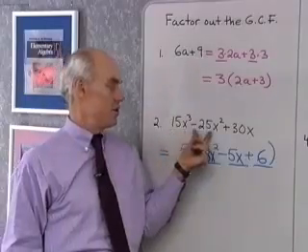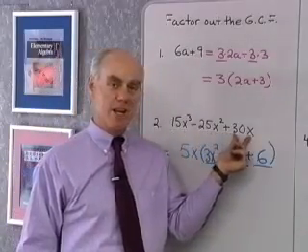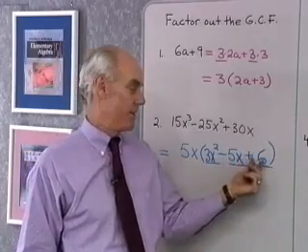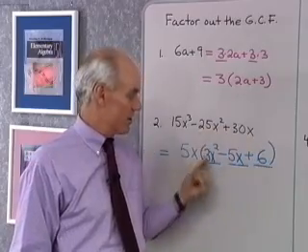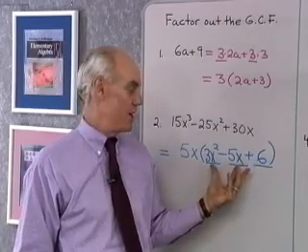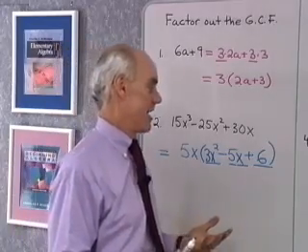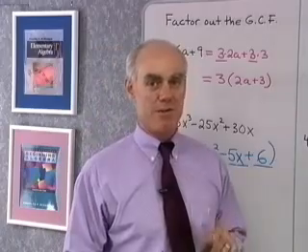So 15x cubed minus 25x squared plus 30x factors into 5x times the quantity 3x squared minus 5x plus 6. Later we'll see if there's a way to factor this trinomial that remains here a little further, but for right now all we want to do is take out the greatest common factor. Second method of factoring is factoring by grouping.